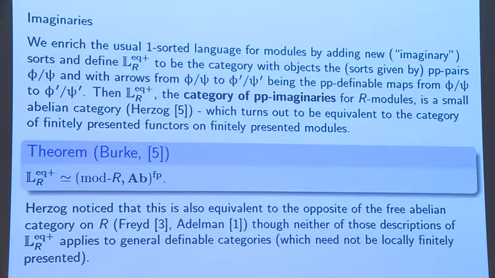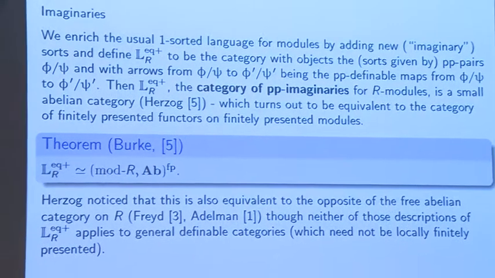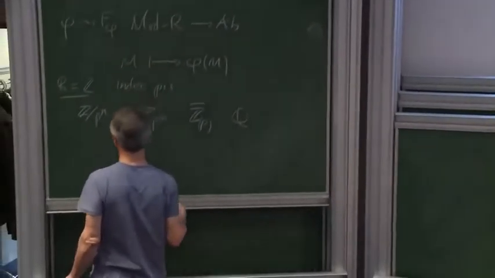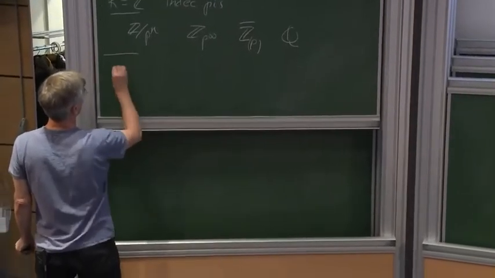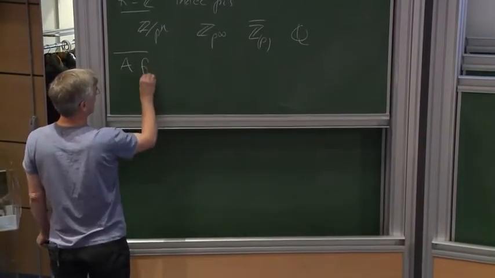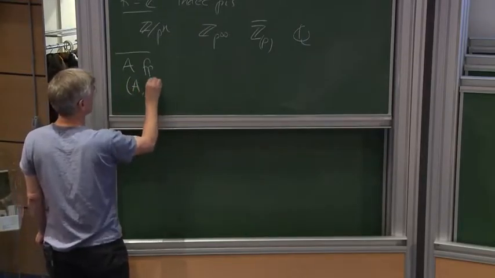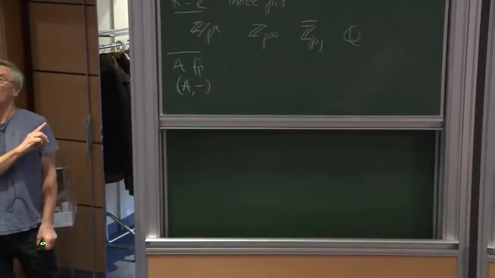It turns out to be extremely useful to have those sorts there, and the category of them is nice. Examples of sorts that you get: if A is a finitely presented module, then Hom(A, -) is a new sort.